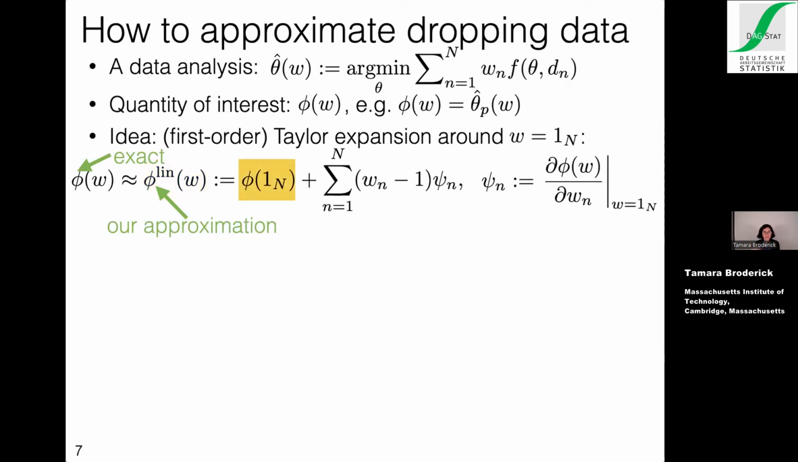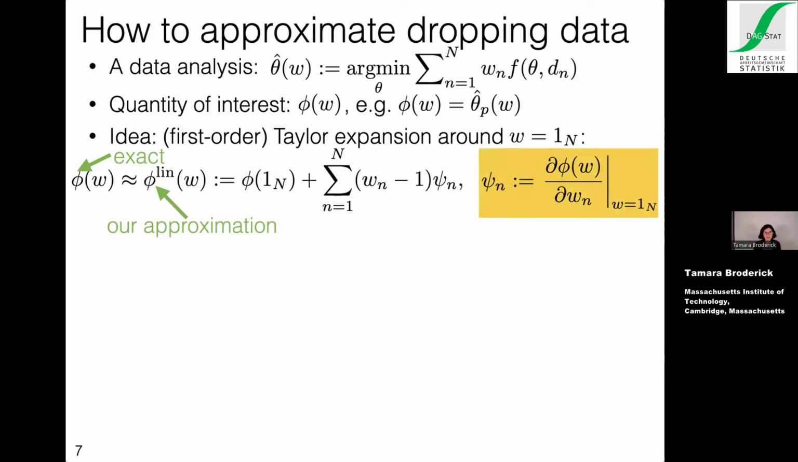In particular, we have the 0th order term in the Taylor expansion. So that's just phi of the all ones vector. This is what we get from running our original data analysis. It's sort of a sunk cost. You have to run at least one data analysis. But now, to avoid running all of these other data analyses with the different W values, we're going to have a first order term in our Taylor expansion. This is effectively a dot product between the difference in weights between our weight vector and the all ones vector and a first derivative.